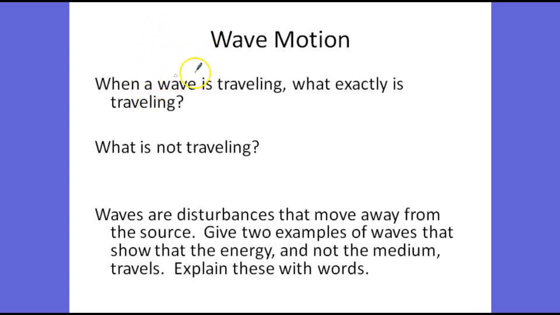A wave. What exactly is it, and what is traveling and what's not traveling? Waves are disturbances. They're energy that moves from one place to another. It is energy that travels, not the medium, E-N-E-R-G-Y. I'm not spelling well today. What is not traveling? The medium. And what do I mean by the medium?